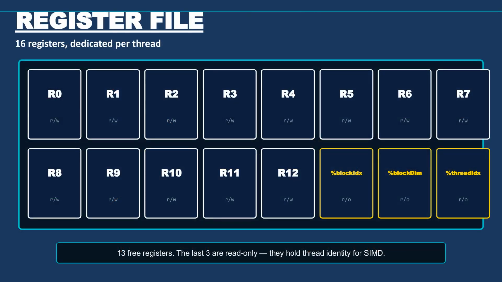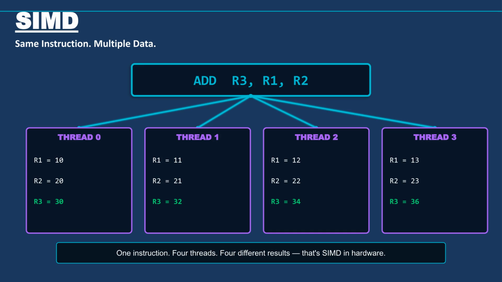Each thread has a dedicated register file with 16 registers, R0 to R15. R0 through R12 are general-purpose read-write registers. The last 3 registers are read-only and hold thread identity data for SIMD operation. SIMD stands for Single Instruction, Multiple Data. A single ADD instruction is executed by all 4 threads concurrently, each operating on its own data in the registers, resulting in 4 different outputs.